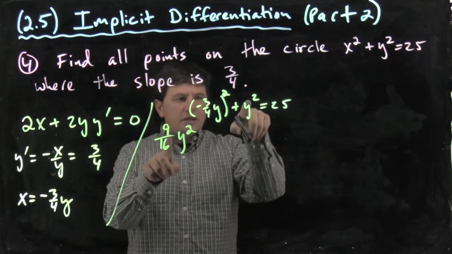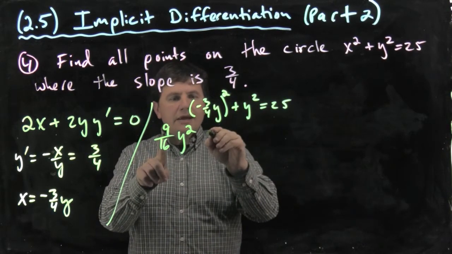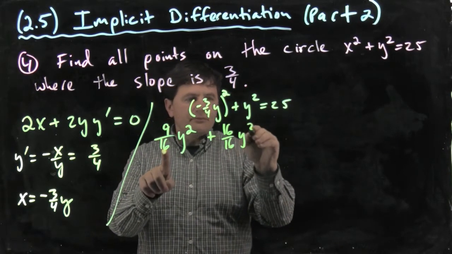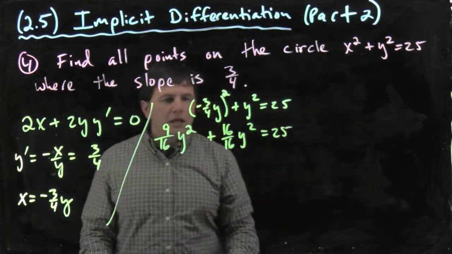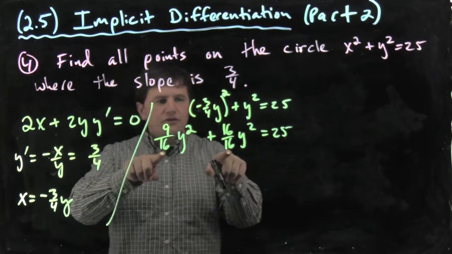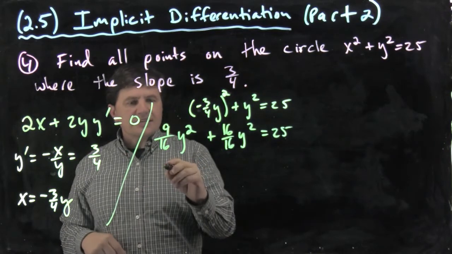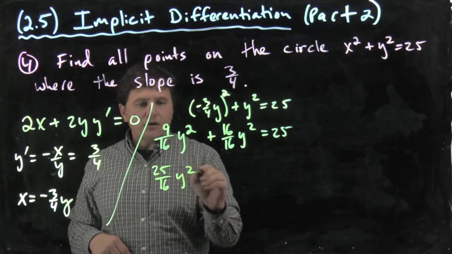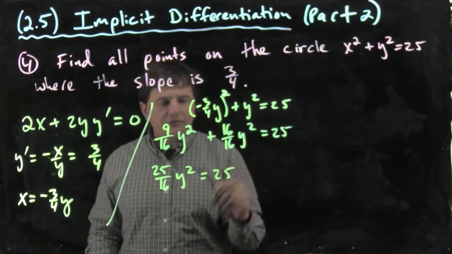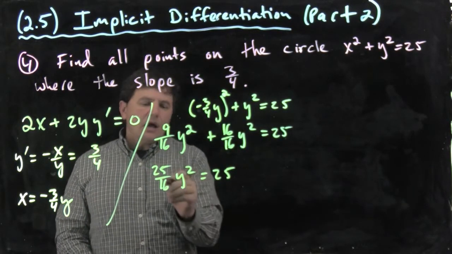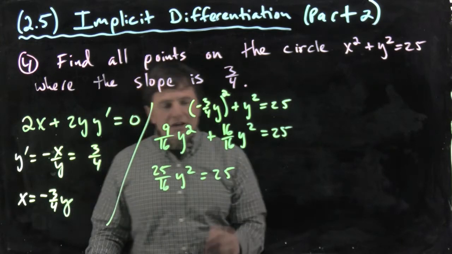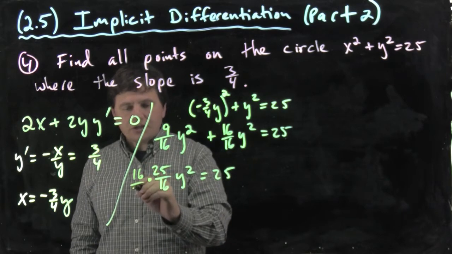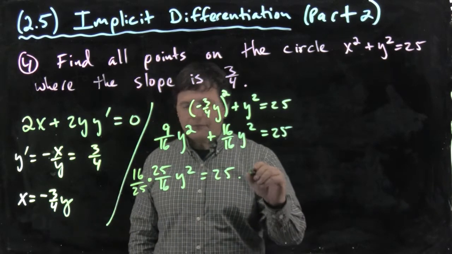Now, I'm going to have to ultimately combine these things. So the coefficient of 1 here, because I want a common denominator, I'm just going to call 16/16. All right? So now we're going to add those coefficients, like terms. So that's going to give me 25/16 y squared is equal to 25. And now I want to solve this thing. Instead of dividing by this fraction, which is going to give us a complex fraction, it's better to multiply by the reciprocal of that fraction, which is ultimately going to do the same thing.